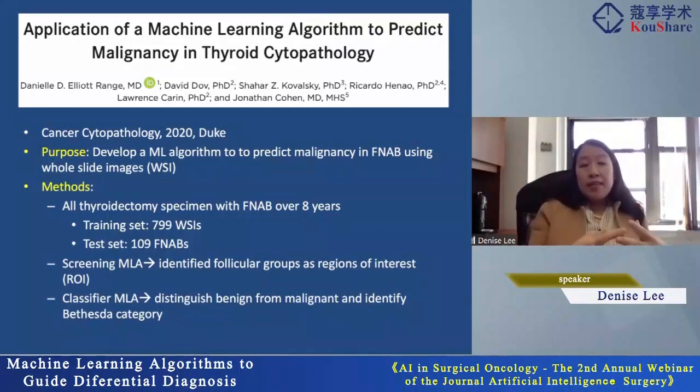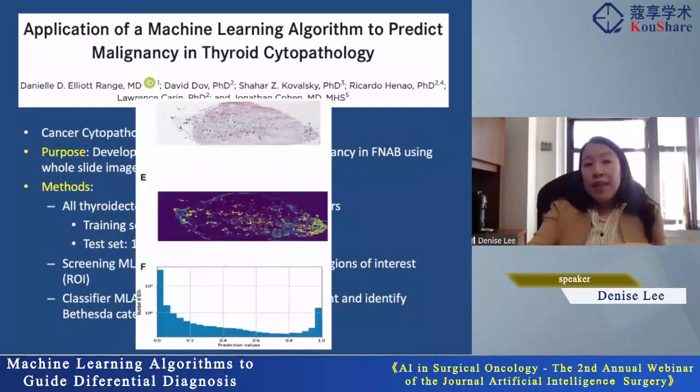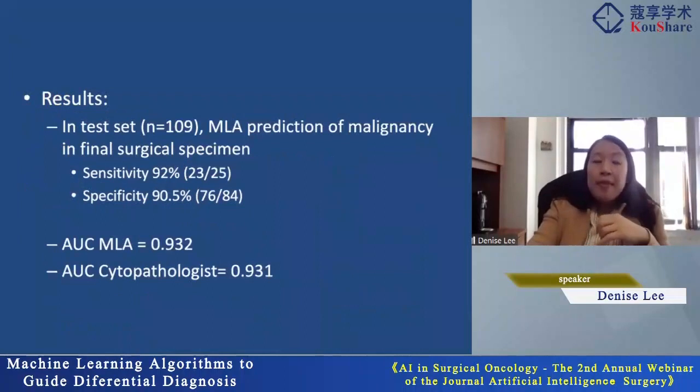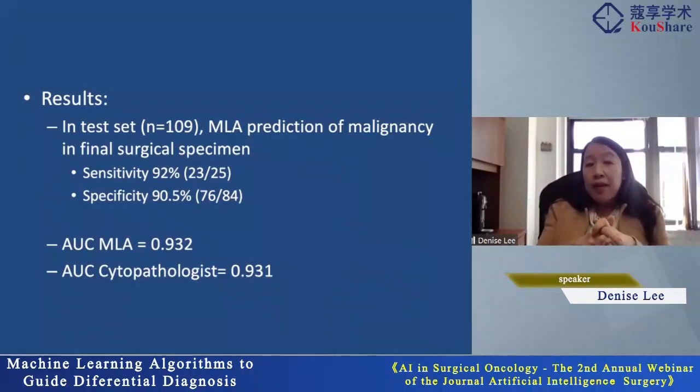The next step was then to develop a classifier machine learning algorithm that was able to actually distinguish benign from malignancy, and also identify the Bethesda category. And this is just an example of what an aspirate smear looks like. They found that in their test set of 109 patients, the machine learning algorithm had very good sensitivity and specificity. The AUC of their machine learning algorithm compared to their cytopathologist was actually fairly equivalent as well.